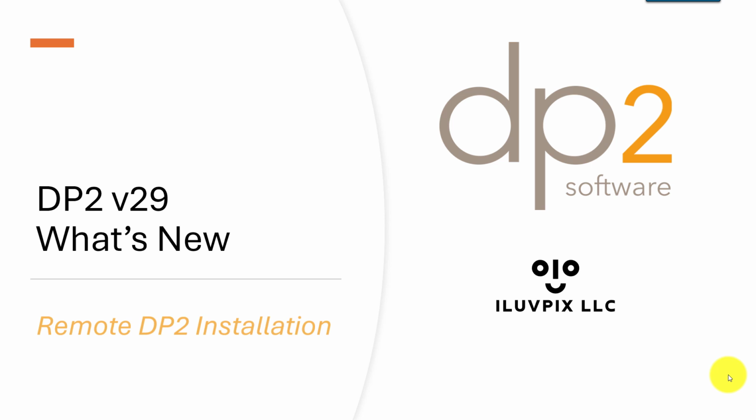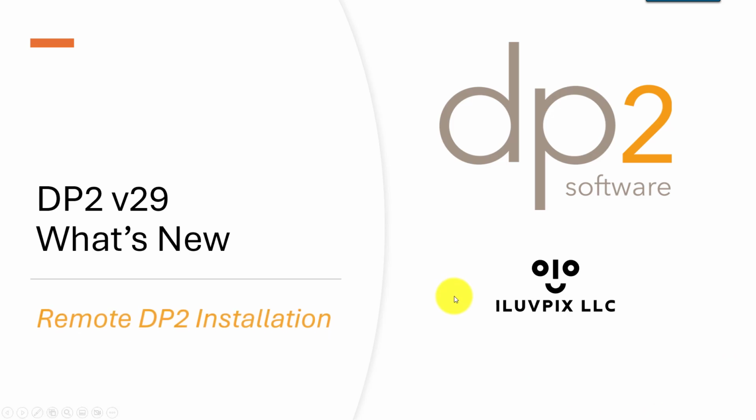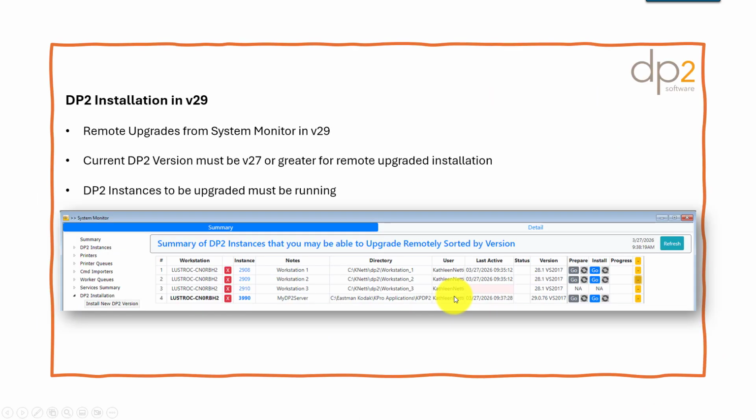Hi, this is Kathy with the DP2 team, and this video covers a new feature in DP2 version 29, and that's the ability to install your DP2 workstations and instances remotely from System Monitor. So a huge improvement here in version 29. I'm just going to run through a few slides here for informational purposes before diving right into it.